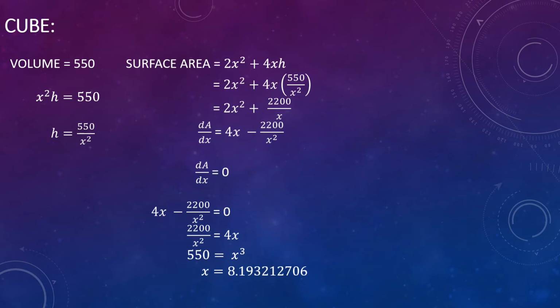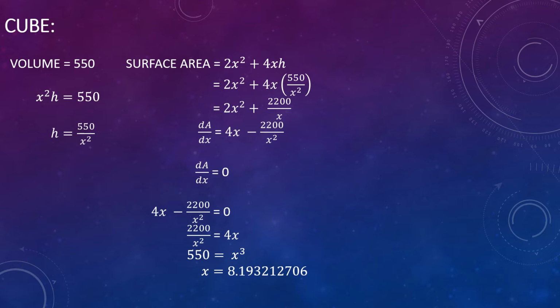So, first of all, we'll do the cube first, which is the easiest. Given the volume of the cube is 550, and the formula for the volume is x squared times h, which x squared is equal to the surface area of the base, and h is equal to the height. After doing some algebra, we find out that h is equal to 550 over x squared.